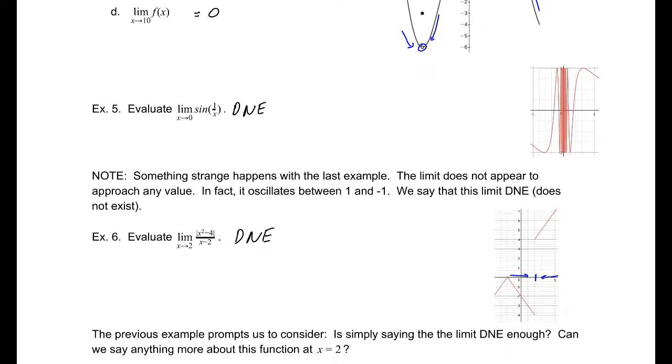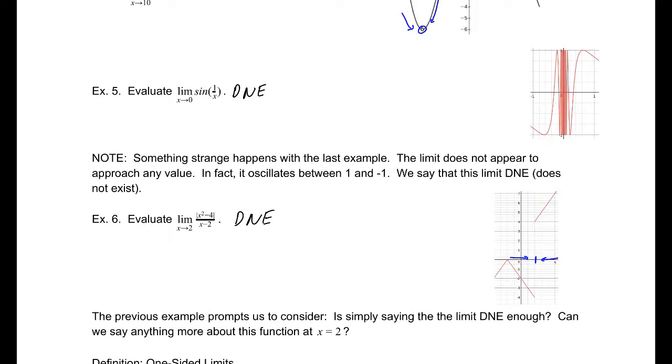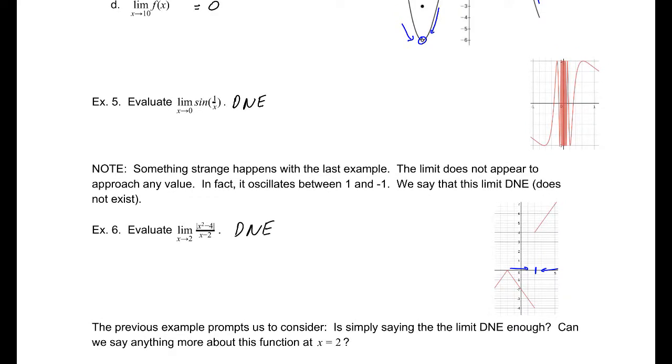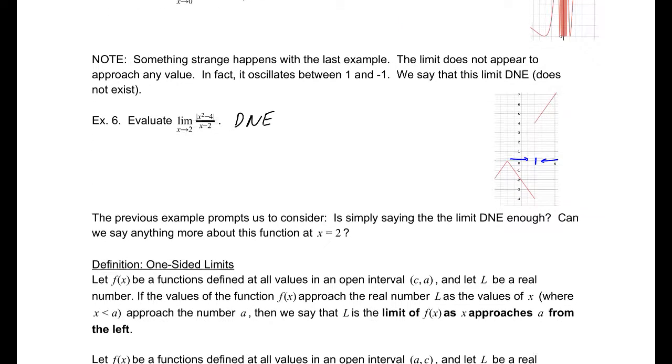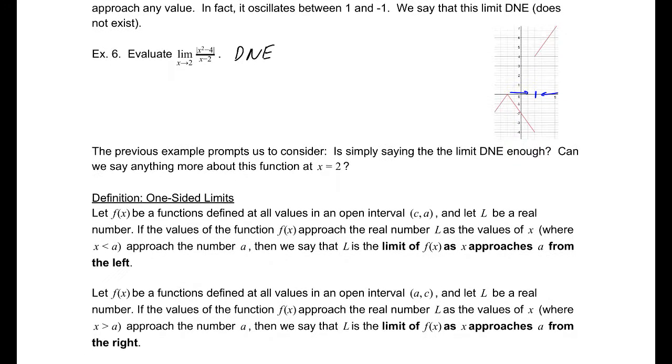And so this example prompts us to consider this question. Is simply saying that the limit doesn't exist enough? Is there anything more we can say about what's happening at that point? We've had this happen a couple of times where from one side we see one thing, from the other side we see another. Well, what happens if we just consider the one side? Then we have something called a one-sided limit.